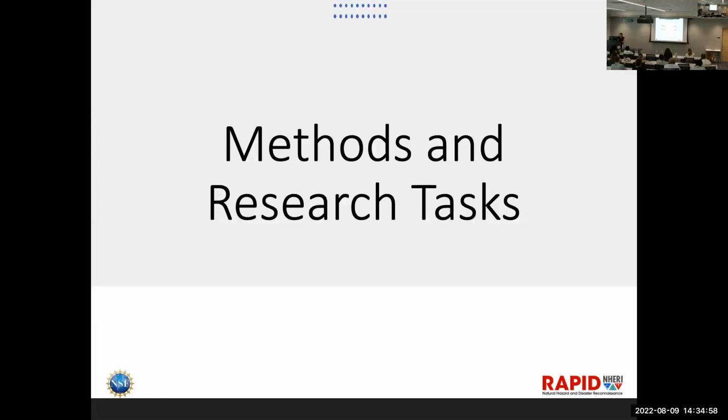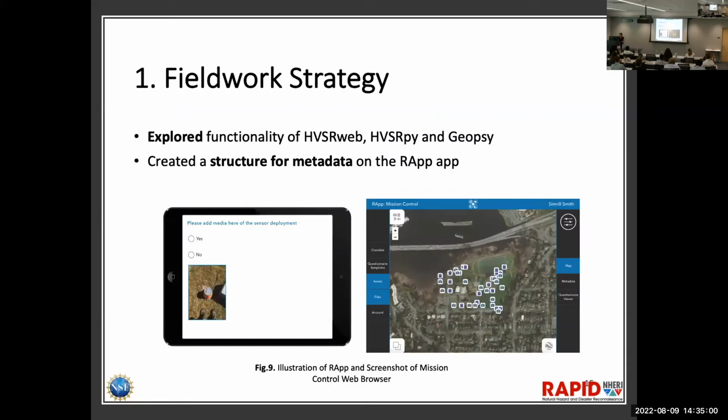So here are the tasks that I did to answer these questions. First, I learned how everything works. I explored the functionality of HVSR Web, HVSR Pi, and Geopsy. I also learned how to use the seismometers, and I developed this metadata structure in the Rapid Facilities app, where I could conduct a questionnaire at every site where I did my seismometer deployment, and this took the actual geolocation from the iPad. So it's really great in practice, where I don't have to record where I'm at. The iPad takes it for me, so it really streamlined that process.